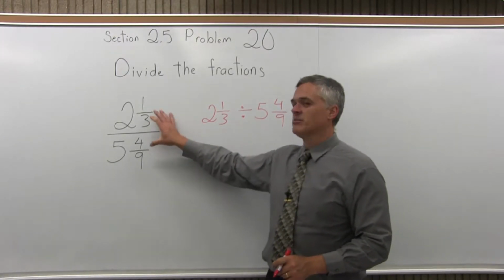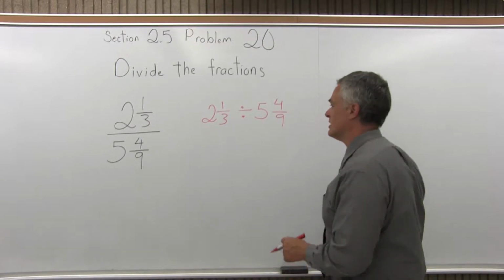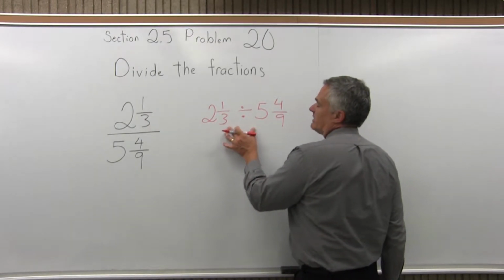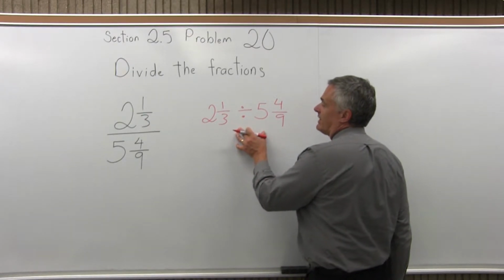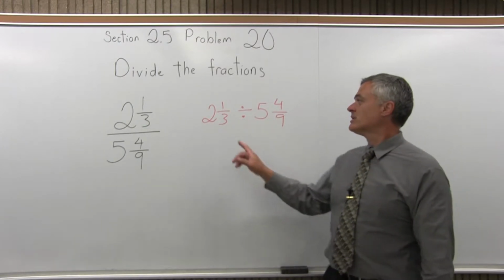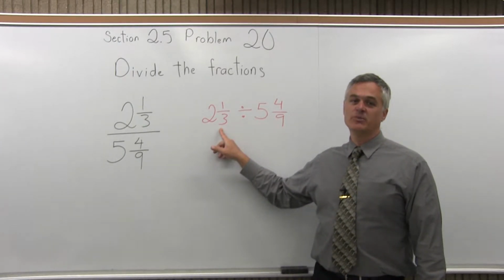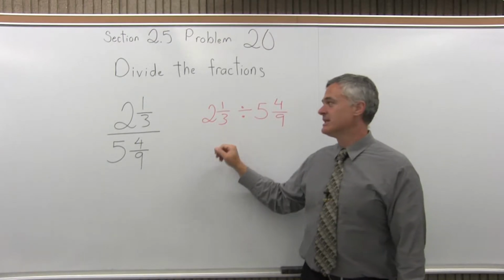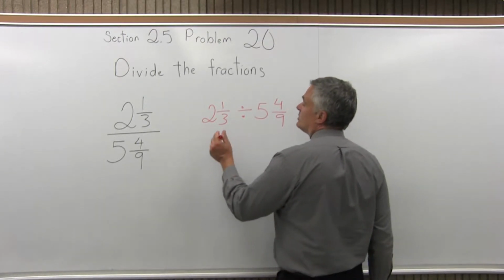This is what you would call a complex fraction. You have a fraction over a fraction. Now that I have it written in this form, it doesn't seem quite as bad. The next thing I need to do is rewrite the problem so it doesn't have mixed numbers in it, but improper fractions instead. So start with the 2 1/3.